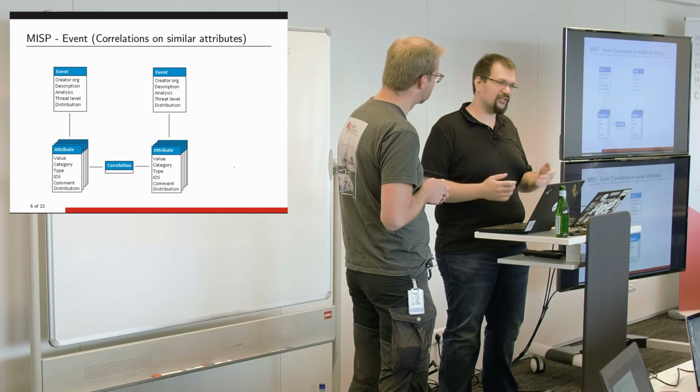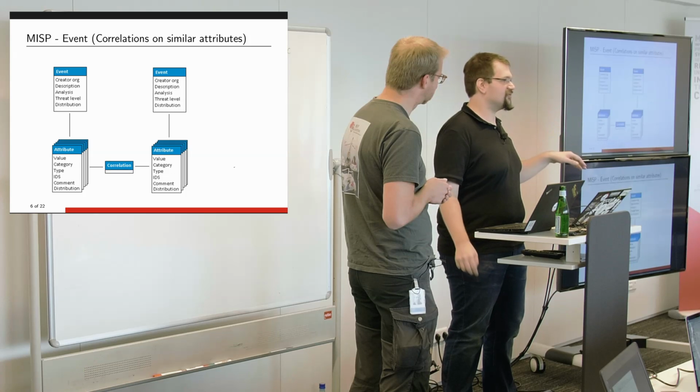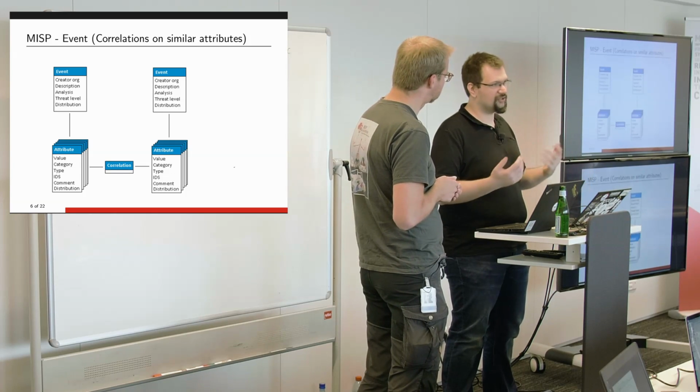Same thing with, for example, CIDR blocks. If you have an IP address and an IP range, and the address is within the range, it will create a correlation in that case as well.